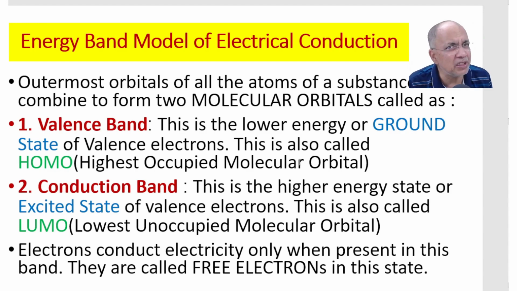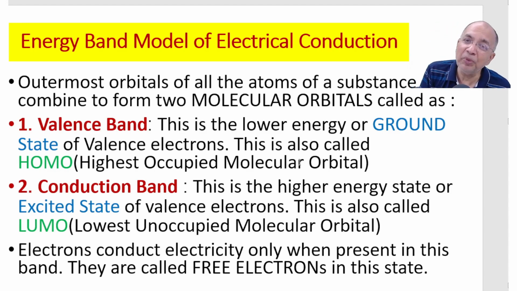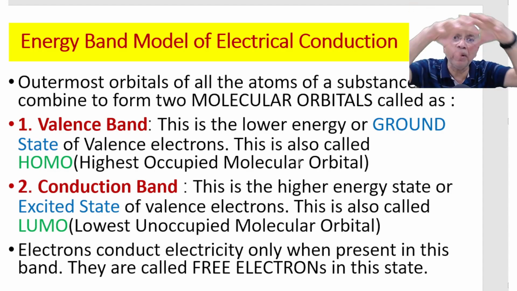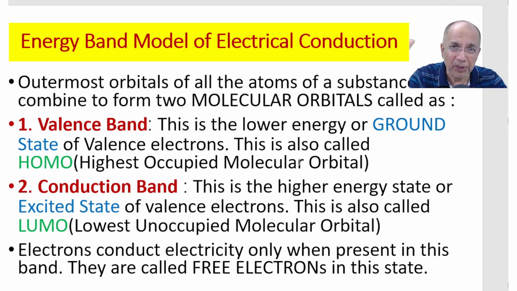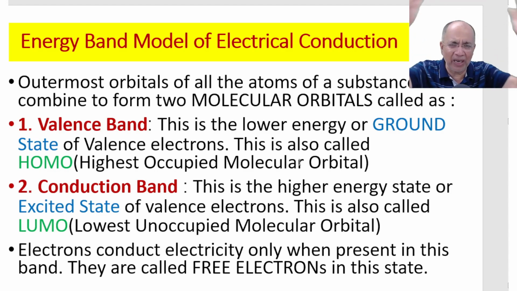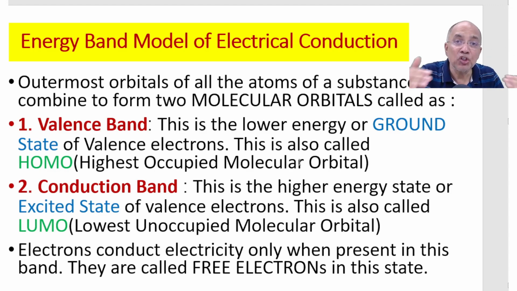I am not going into the details of how the orbitals are formed, but in a metallic crystal, for example sodium metal or iron metal, hundreds and thousands of atoms are sitting very close, tightly, opposed to each other. I mean, they are touching each other. As a result, the valence orbitals combine in a manner that two big orbitals, called molecular orbitals, are formed.